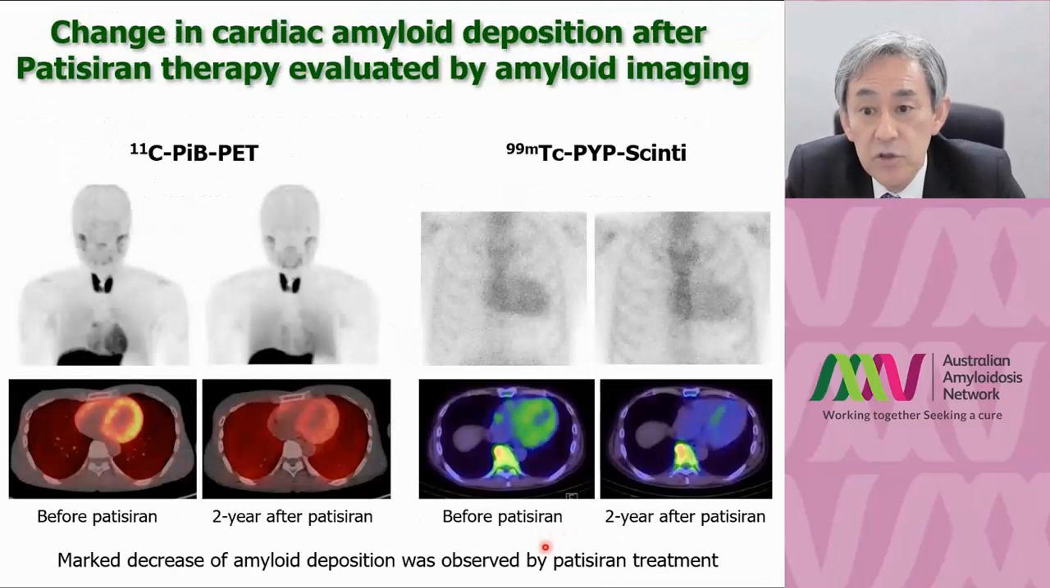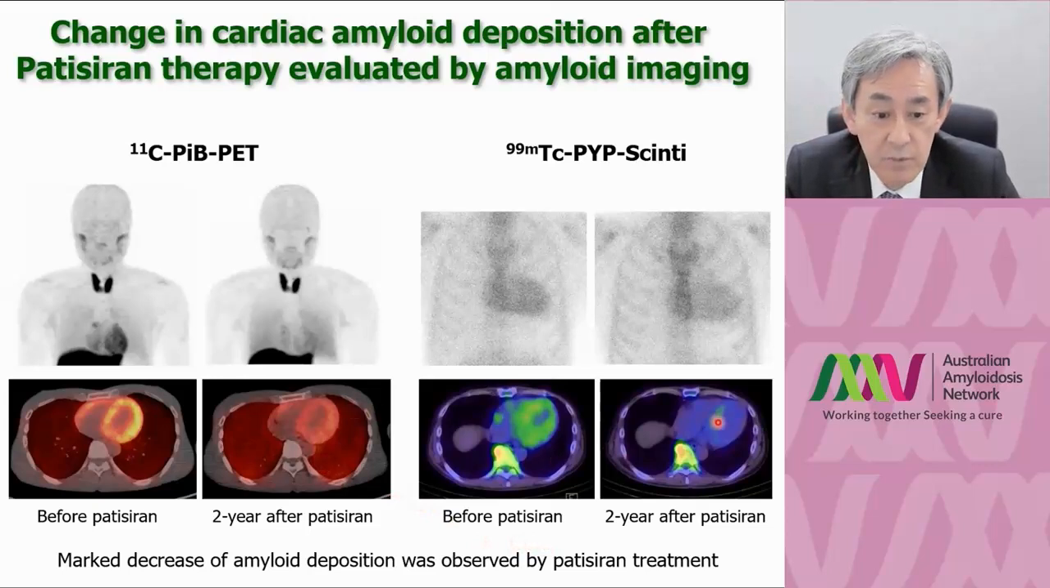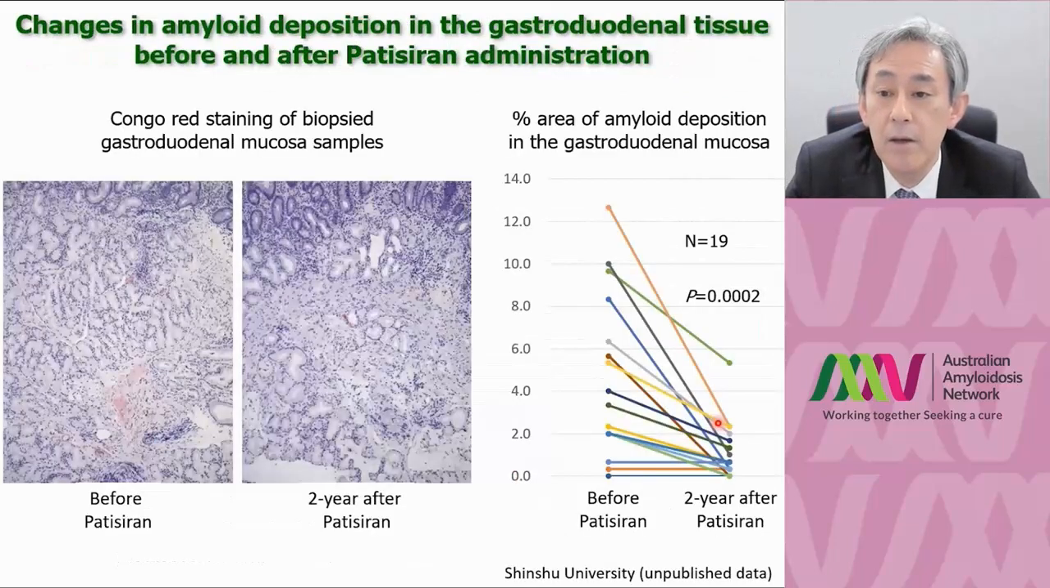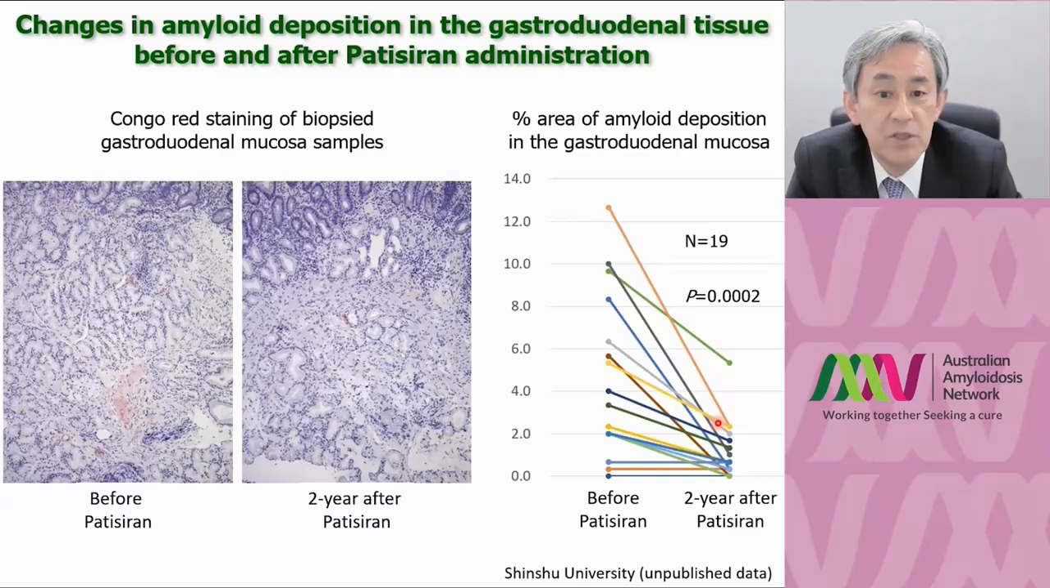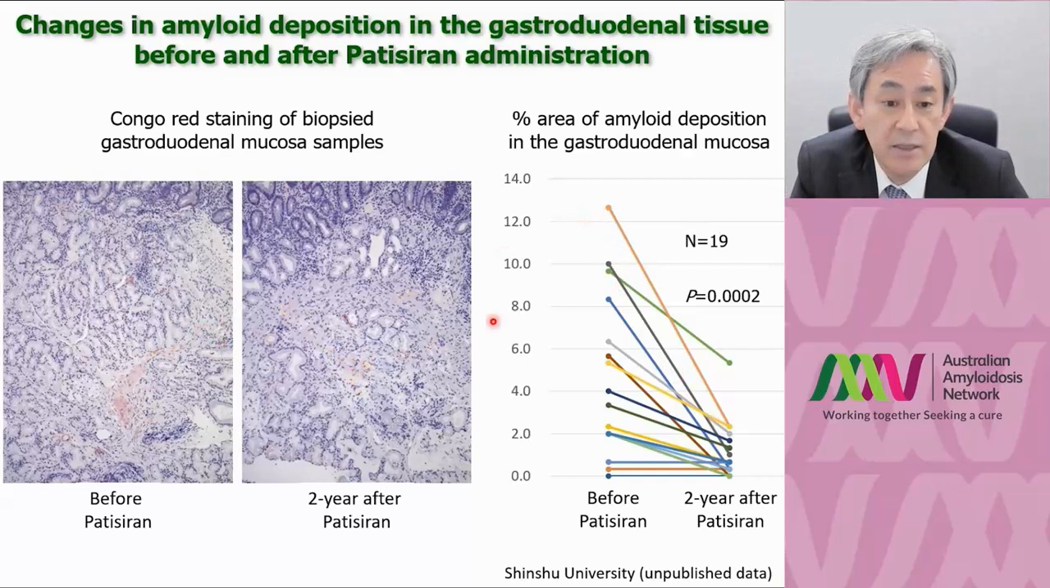This slide shows change in cardiac amyloid deposition after patisiran therapy evaluated by amyloid imaging. As you can see, marked decrease of amyloid deposition was observed in amyloid imaging. This slide shows changes in amyloid deposition in the gastroduodenal tissue before and after patisiran administration. As you can see, patisiran significantly reduced amyloid deposition in the gastroduodenal mucosa.